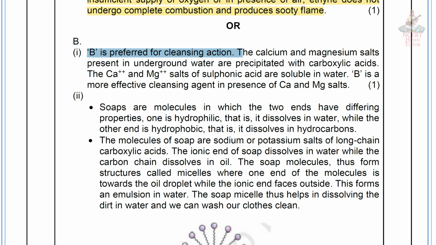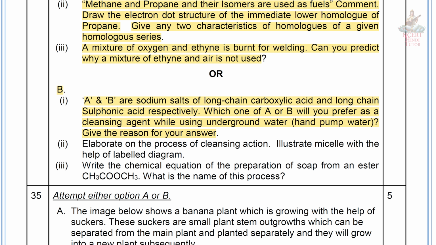The calcium and magnesium salts present in underground water are precipitated with carboxylic acids. The calcium and magnesium salts of sulfonic acid are soluble in water. B is more effective cleansing agent in presence of calcium and magnesium salts. Second, elaborate on the process of cleansing action. Illustrate micelle with the help of a labeled diagram.